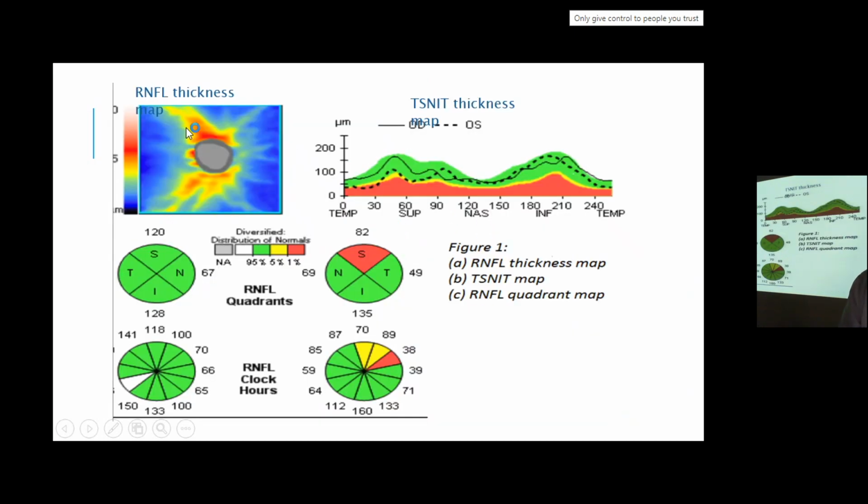This is another way to see. Also, this is the nerve fiber layer thickness. This is the TSNIT map, thickness map. And these are basically the same, but divided into quadrants and clock hours.